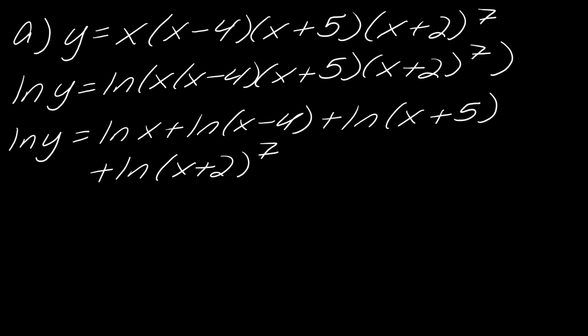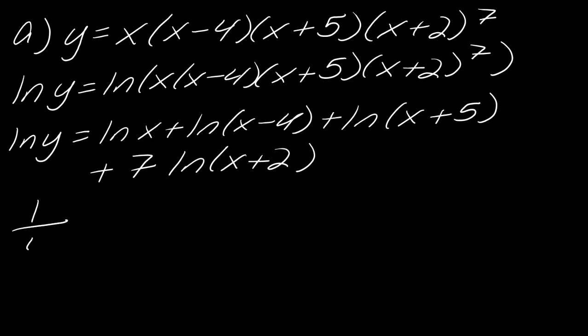And then for this 7, I can bring the 7 down in front, so rather than writing out this whole thing, I'm just going to rewrite this. It says 7 times the natural log of x plus 2. Okay, so that's as far as I can possibly expand that. And now I'm going to take the derivative. So this is going to be 1 over y dy dx. So I'm using implicit differentiation.